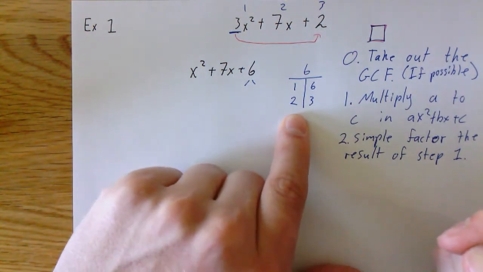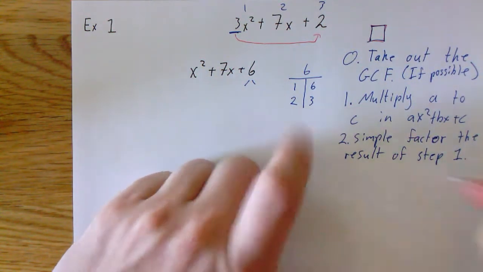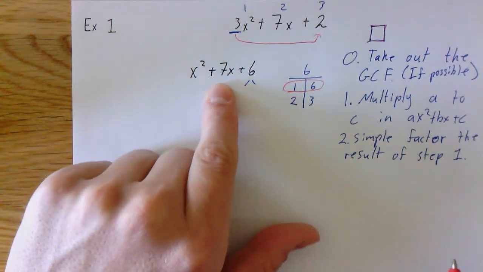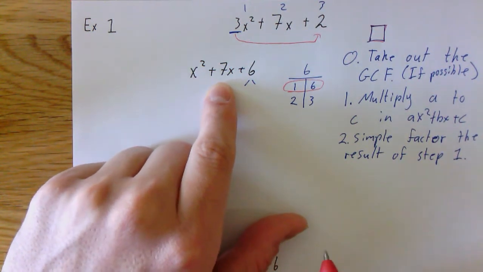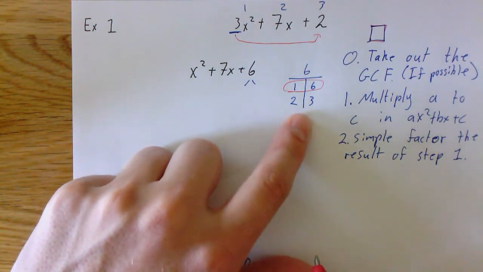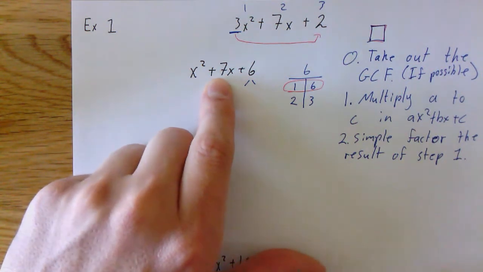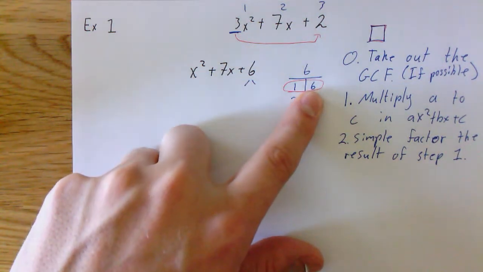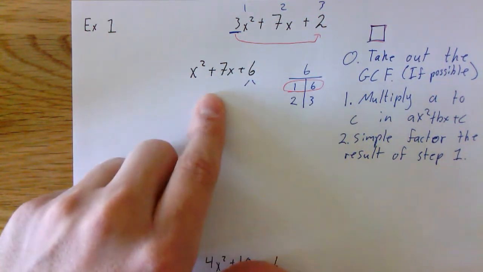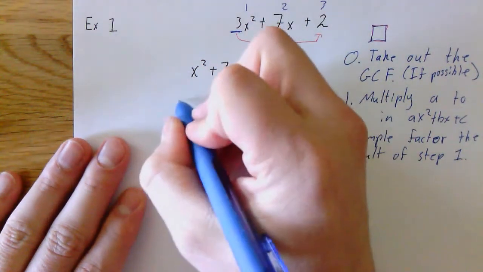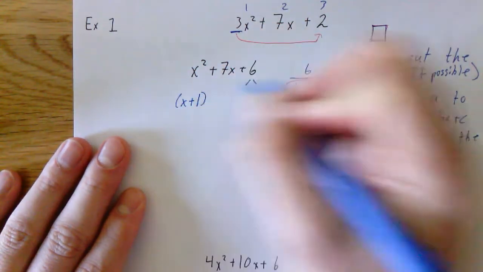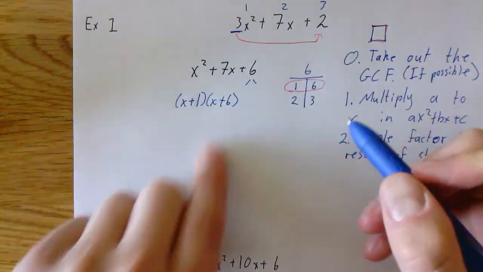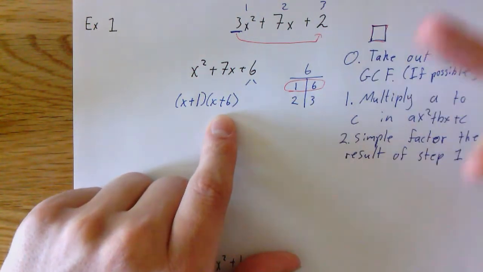So I need to use one of these pairs of factors, either the 1 and the 6 or the 2 and the 3, to make a 7 by adding or subtracting. So 2 and 3, if I add those, 2 plus 3 is 5. That's not big enough, and that's as big as it's going to get, so you can't make 7. So 1 plus 6, though, that's 7. So we're going to use the 1 and the 6. So this factors to x plus 1, because we're using a positive 1, and x plus 6, because we're using a positive 6.